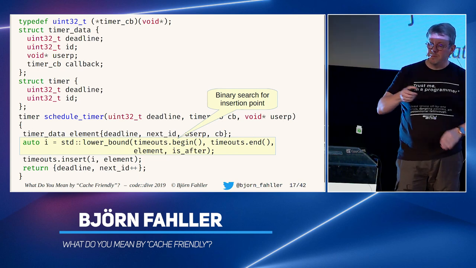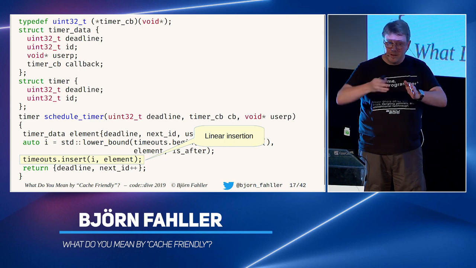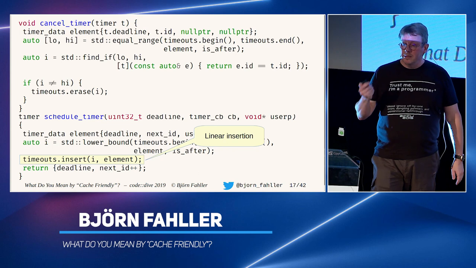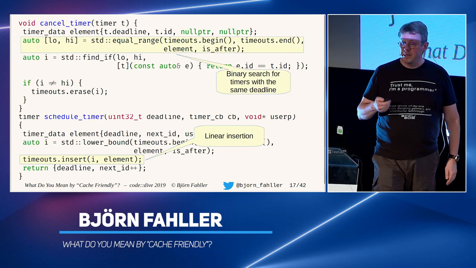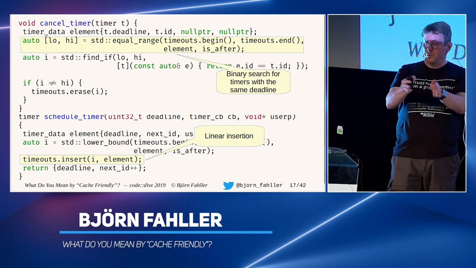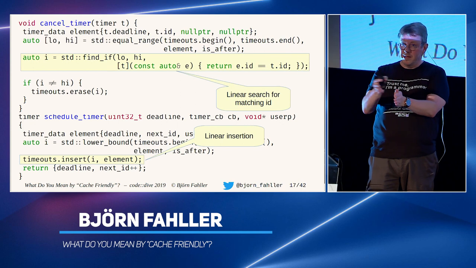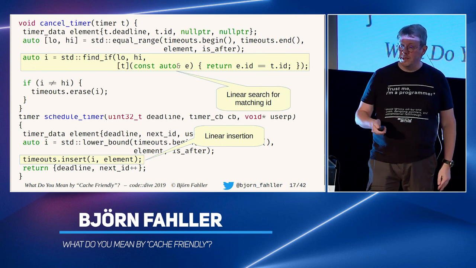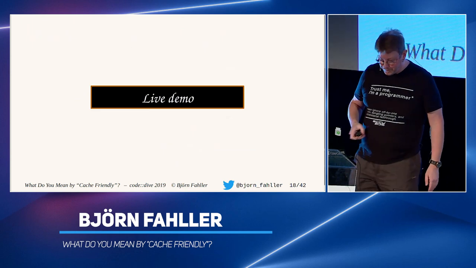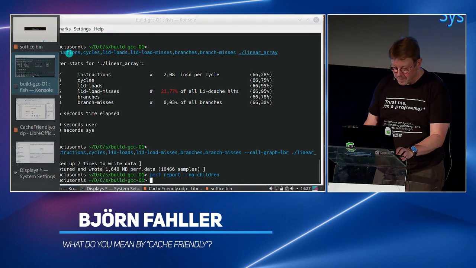We find the insertion point, and then we do an insertion. The insertion is obviously linear. It needs to copy the data away. And then cancel timer becomes also an equal range for finding all the timers with the same deadline. There can be several. And then we just do a linear search in that range for the item to erase. All right. So can that be good? I can try it.